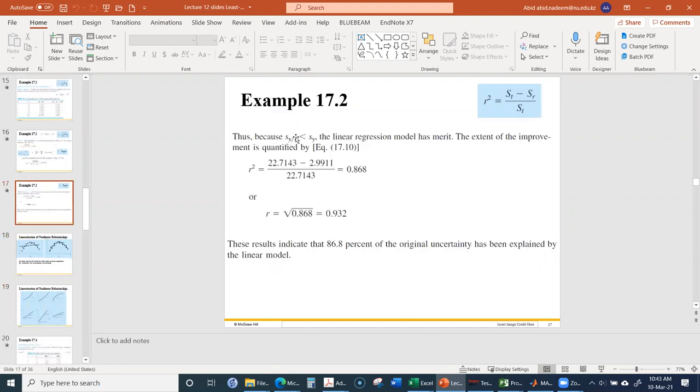So do you have any question about this example? No. Okay.